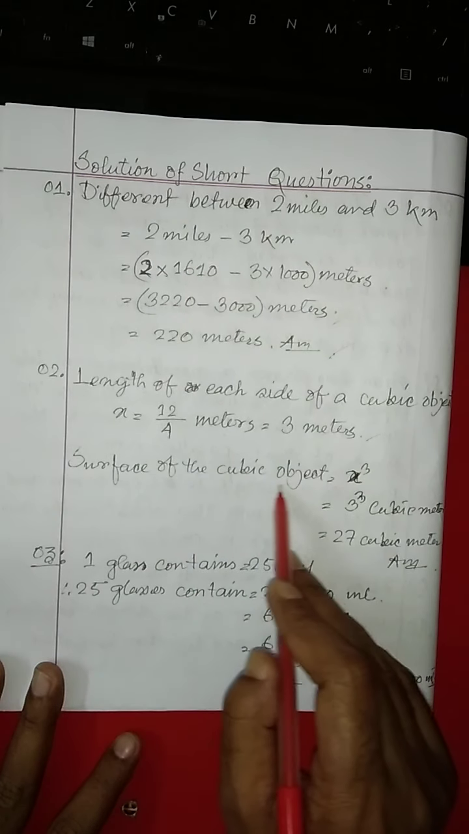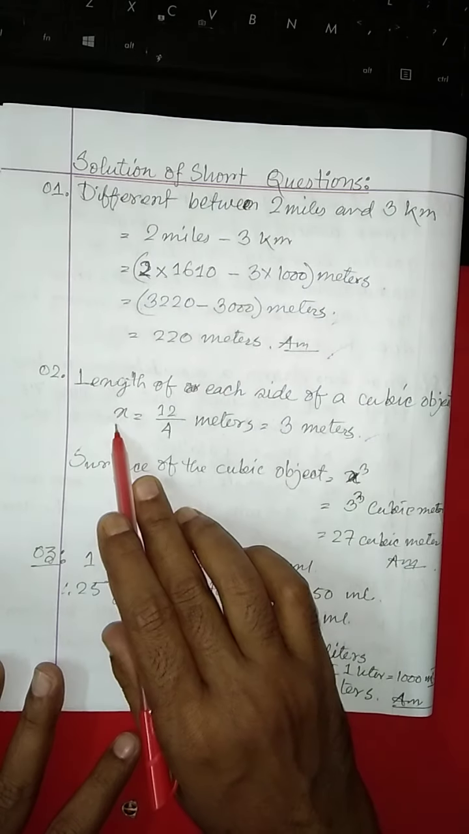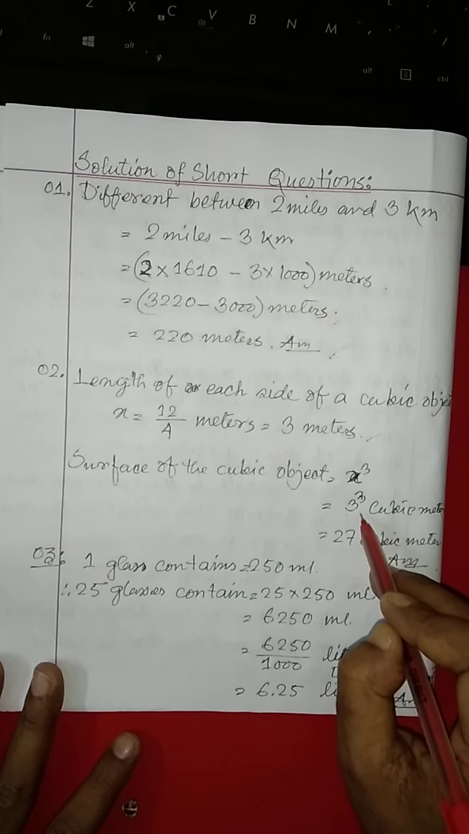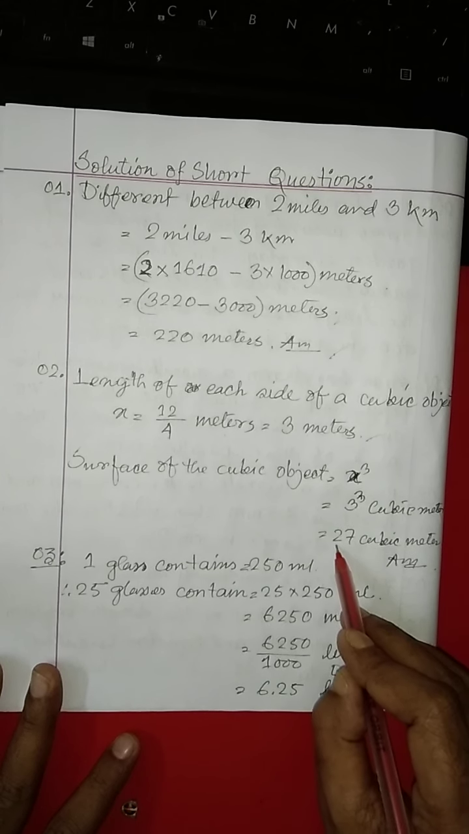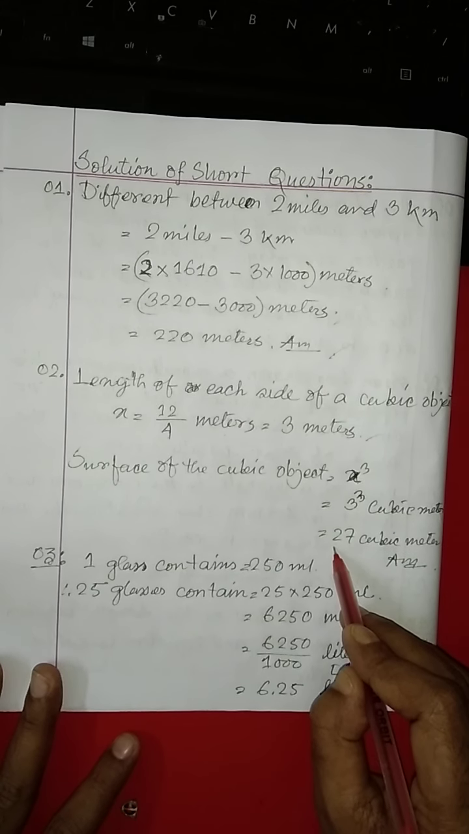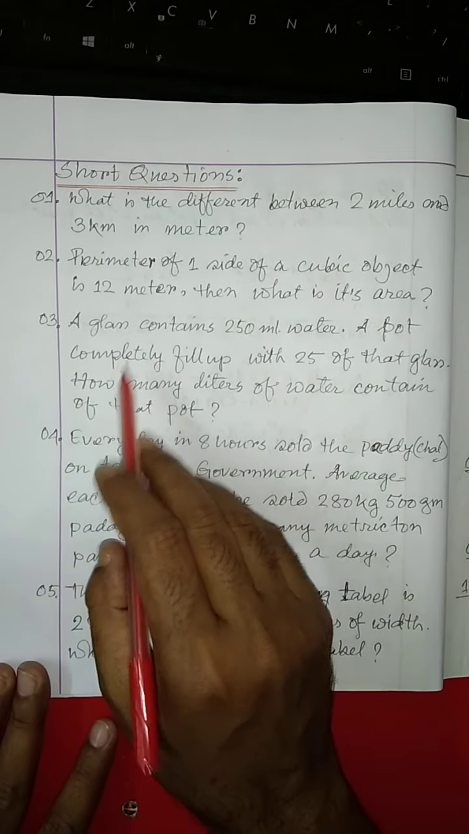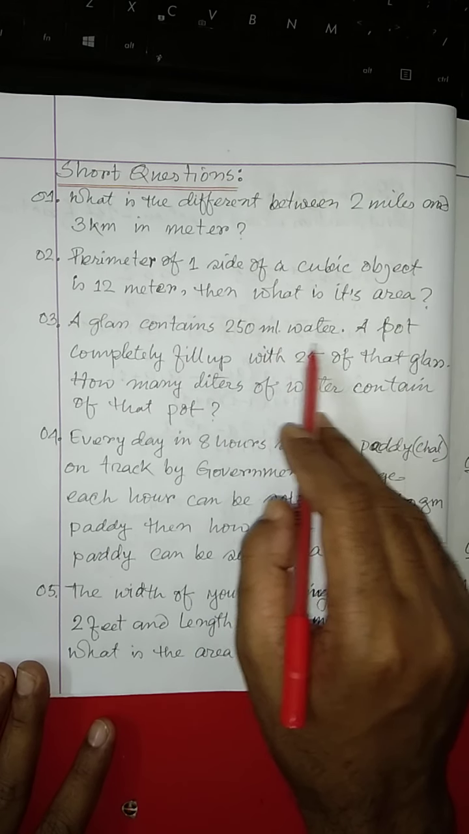So surface of the cubic object equals x cube. So x equals, that's one side, we can get here 3 meters, that's why 3 cube. So 3 cube we can convert it, then we'll get 27 cubic meters. That is the answer. And number 3, a glass contains 250 milliliter water.